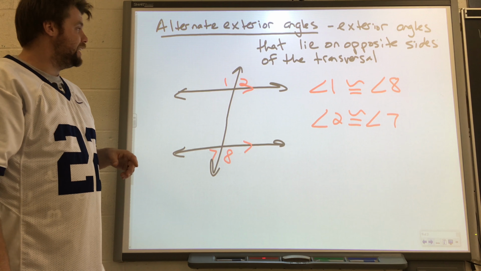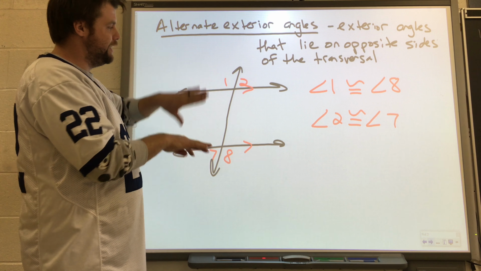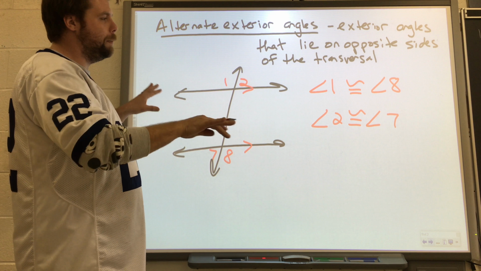Okay? Again, alternate exterior angles are on the exterior, on opposite sides of the transversal. When two parallel lines, they have to be parallel, are cut by a transversal, alternate exterior angles are congruent.